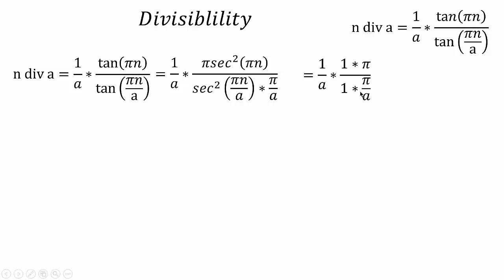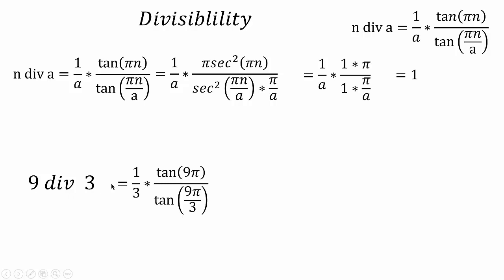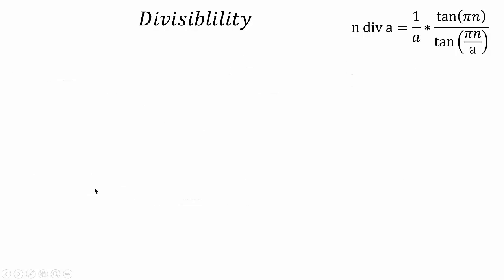So by further simplification we will get the result as 1 whenever the numerator and the denominator part is 0. In the same way, in the case of 9 divided by 3 also, we will get the numerator as 0 and the denominator as 0, so we can apply this rule to get the result as 1. It means 9 is divisible by 3.